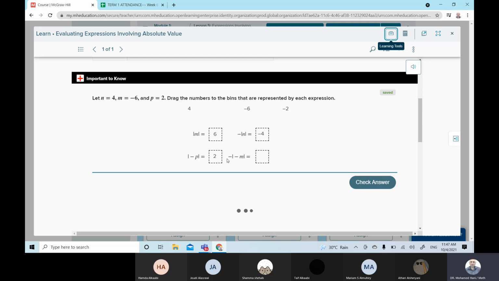Then as you see here we have negative absolute value of minus m. What is the value of m? Minus 6. Minus 6 times minus will be plus 6, means positive. The absolute value of plus 6 will be 6. And here we have minus, so it will be minus 6. So who has any question here?